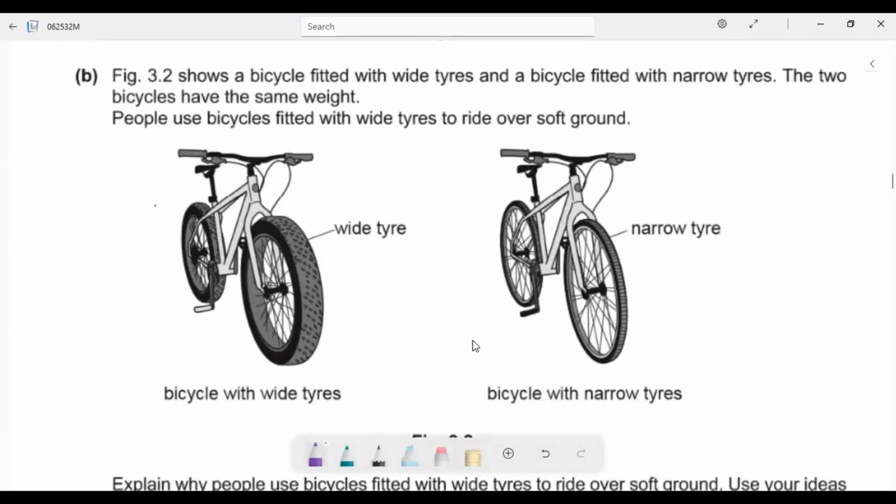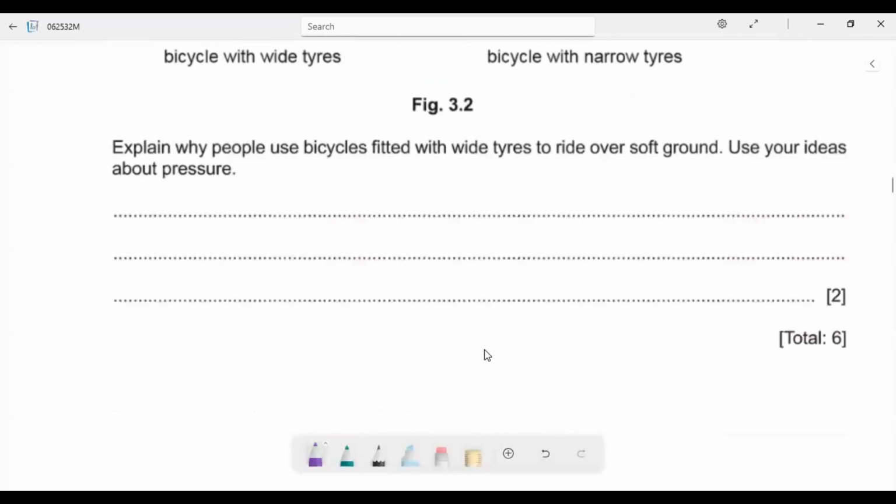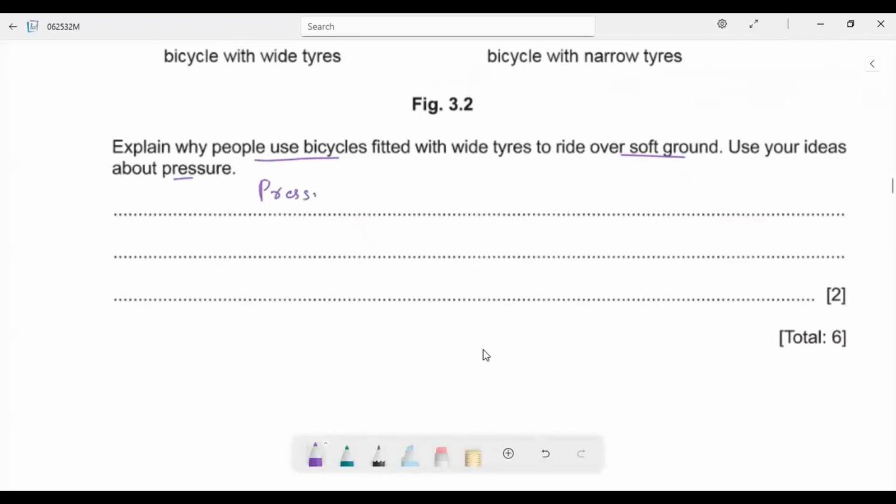Figure 3.2 shows a bicycle fitted with wide tires and a bicycle fitted with narrow tires. Two bicycles have the same weight. People use bicycles fitted with wide tires to ride over soft grounds. So explain why people use bicycles fitted with wide tires to ride over soft ground. Use your ideas about pressure. So we know the equation of pressure. Pressure is equal to force by area.